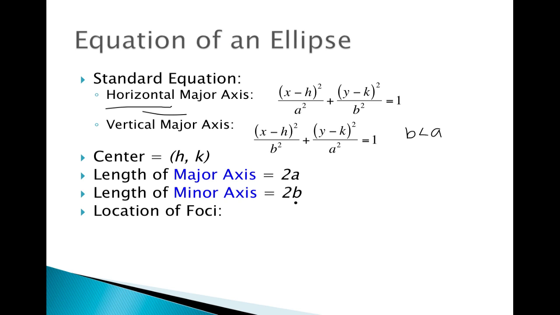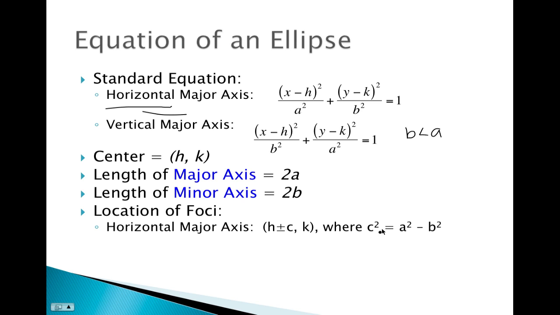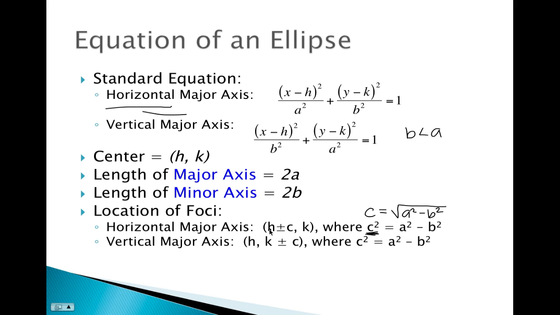We can find where the focal points are using some information here. The first thing that we have to do is find c. And we have this equation, c squared equals a squared minus b squared. Or we could also write it as c equals the square root of a squared minus b squared. So if we have a horizontal major axis, then c is going to be added and subtracted from the x component of our center. If we have a vertical major axis, then c will be added and subtracted from the k coordinate of our center.